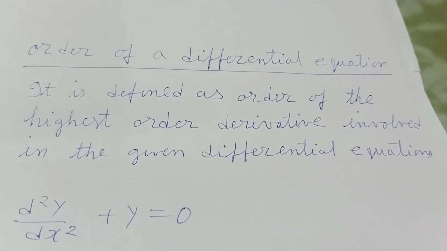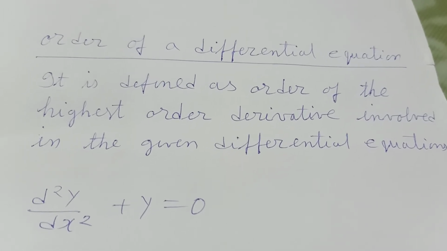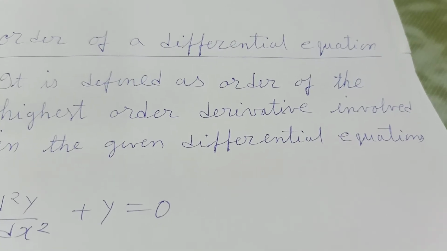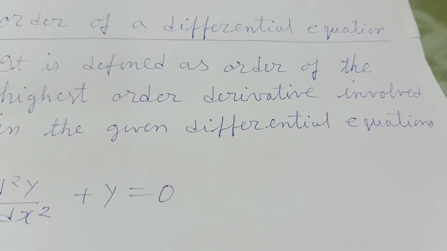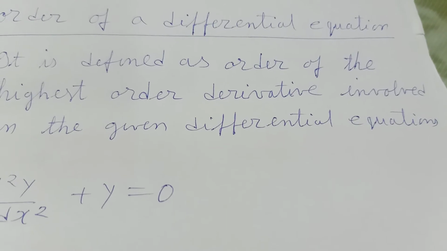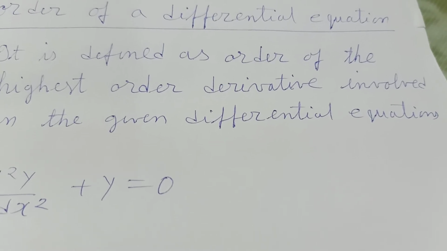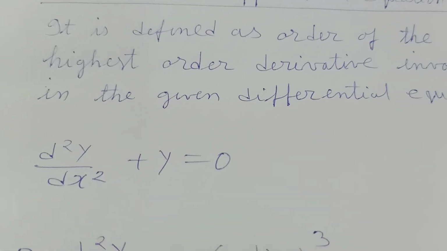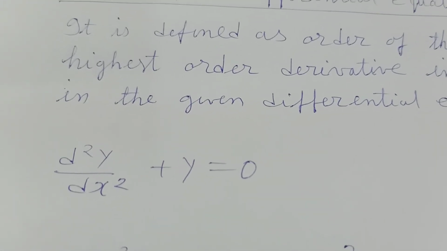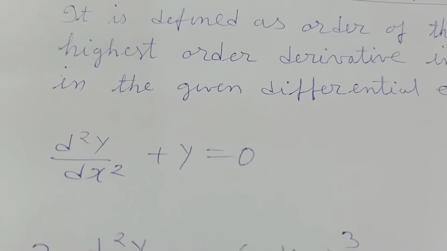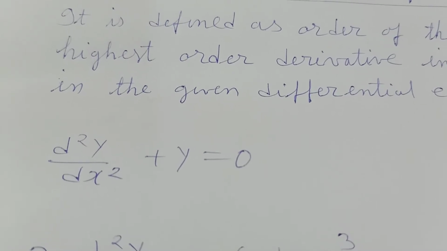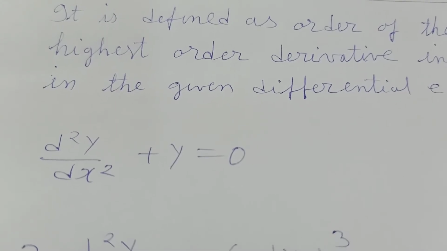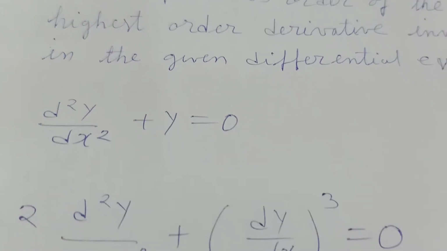Now the order of a differential equation is defined as the order of the highest order derivative involved in the given differential equation. So we will first identify the highest order derivative in the given equation. Then the order of that derivative is the order of the differential equation. If you see this equation, d2y by dx square plus y equal to 0, here the highest order derivative is of order 2. So the order of the differential equation is 2.